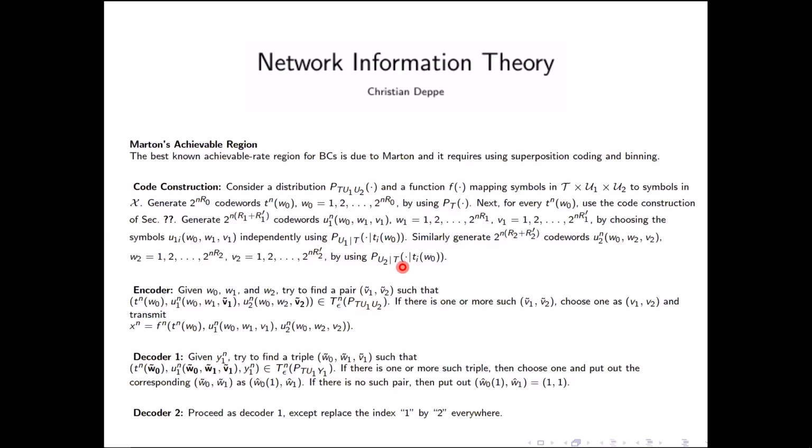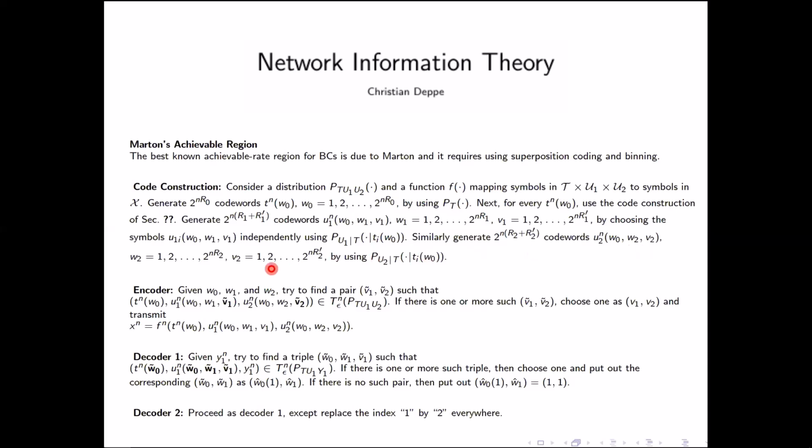So you see, here we use, again, the common message as the center of the cloud. And the bins are somehow the satellite codewords, the codebooks, but now with binning for the first dedicated message, and we do the same for the second dedicated message.